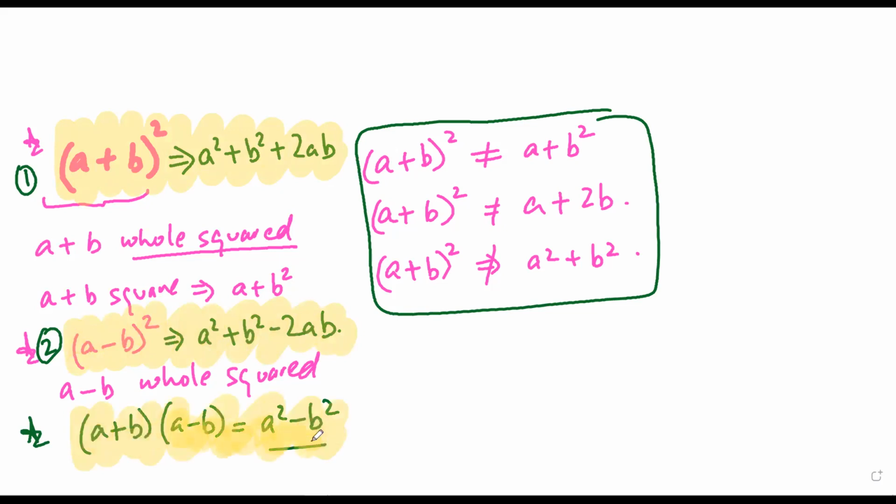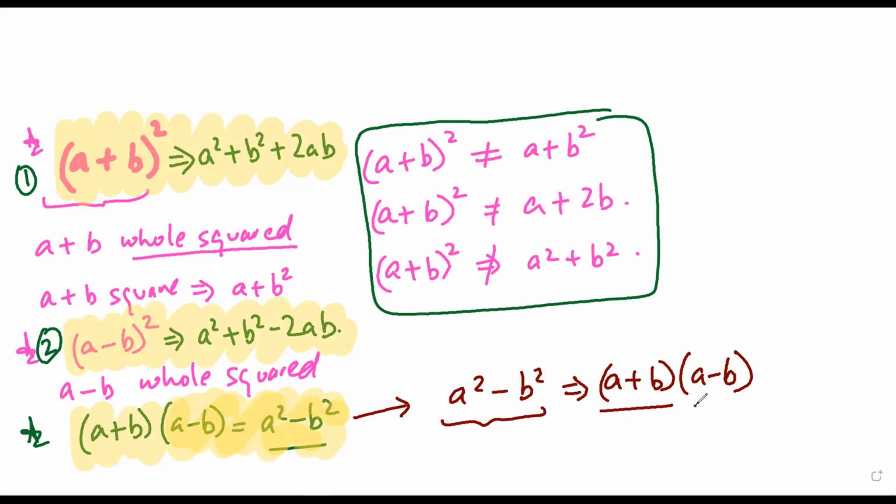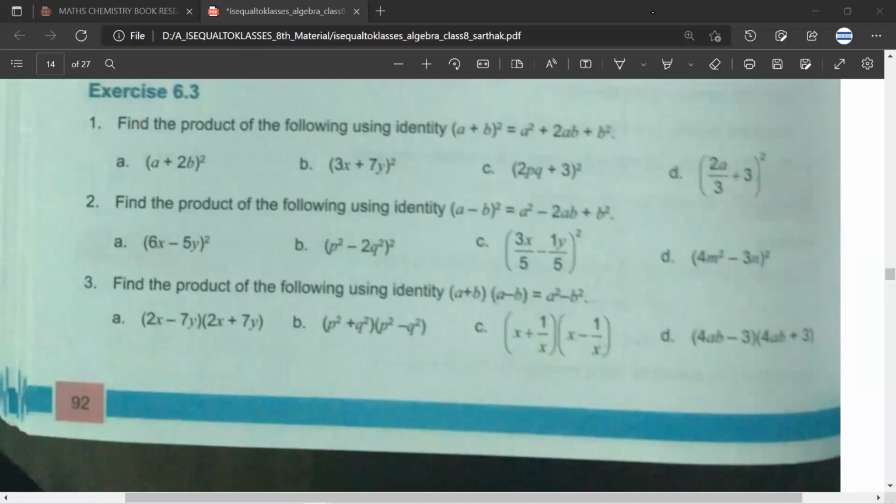And of course, in the third identity, what you need to understand is that the third identity at times would be written as a square minus b square is equal to a plus b into a minus b. Have you understood? Yes. So whenever you will see a square minus b square, this would be equal to a plus b into a minus b. So this is what we need to memorize. Now, the questions that you will see would look something like this.